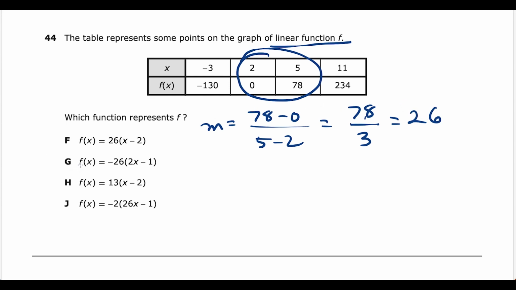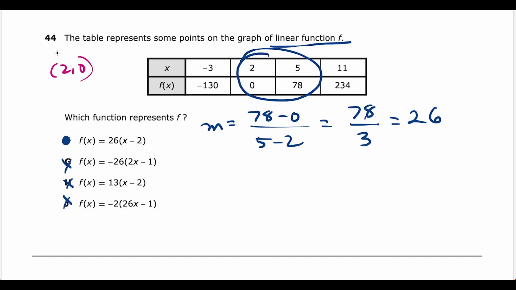So right away, that eliminates every answer choice except the first one. When I distribute the negative 26, we would have a slope of negative 52. This would give us a slope of 13. This would give us another slope of negative 52. So automatically it's this one. But if I really had to be safe here, let's take the point (2, 0).